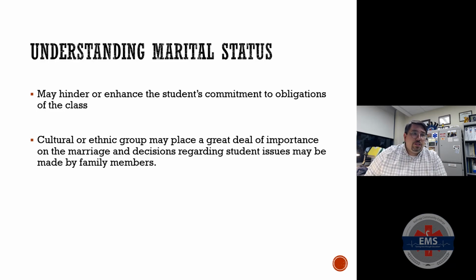It may hinder or enhance the student's commitment and obligations to the class, and cultural and ethnic groups may place a great deal of importance on marriage, and the decisions regarding student issues may be made by family members. We do have to remember that FERPA exists, and with FERPA we're talking about situations that are private. If I have an adult who's over 18, but they can't make decisions because it has to be made by a family member, or maybe they want information from you, they may call you or send you a message, tell me how my XYZ is doing, you can't do that. That's their private information, and you have to get their permission to release it, because again, each person has a right to confidentiality.